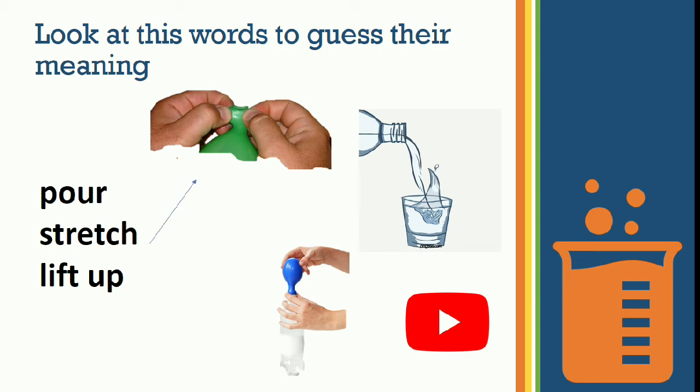Stretch. You stretch the mouth of a balloon. This is a stretch. Pour. You pour water, you pour oil into a glass. And this is pour. Lift up. You lift up a balloon into a bottle. Okay, so check if you are correct, and if you are incorrect, don't worry, you can correct it.